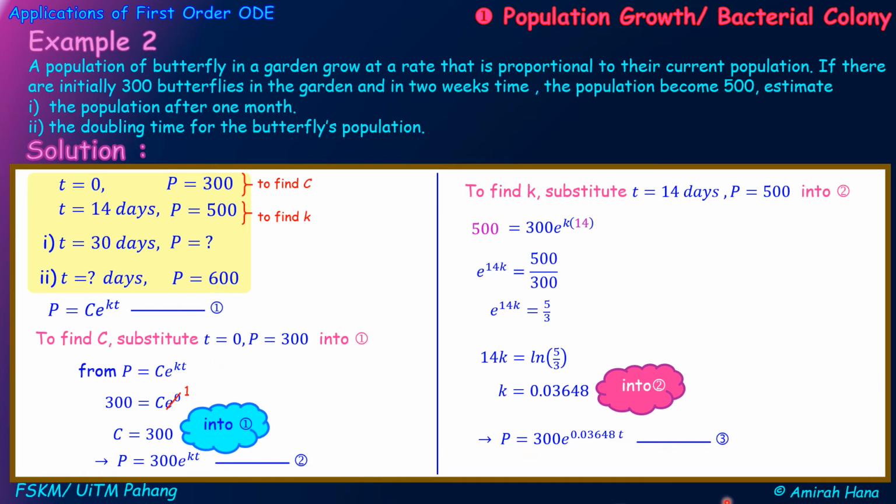Equations 1, 2, and 3 are the same equation. Equation 1, we write in terms of C and K. Equation 2, after we substitute the value of C. And equation 3, after we substitute the values of C and K. And this is the population at any time T.